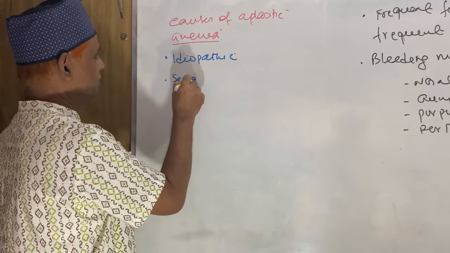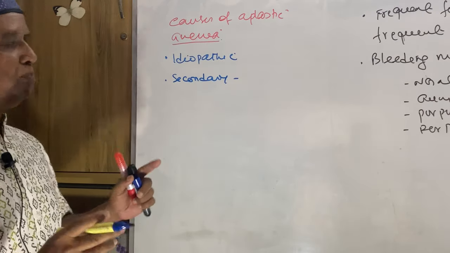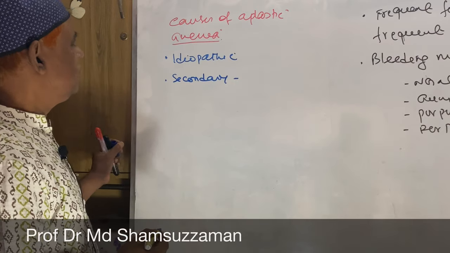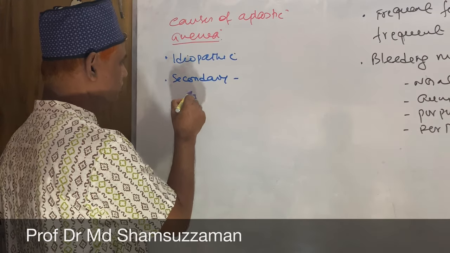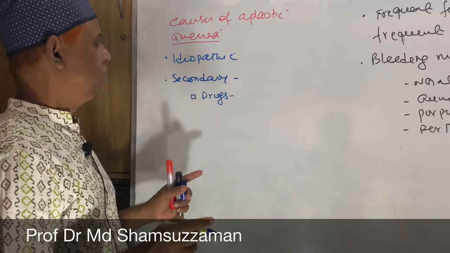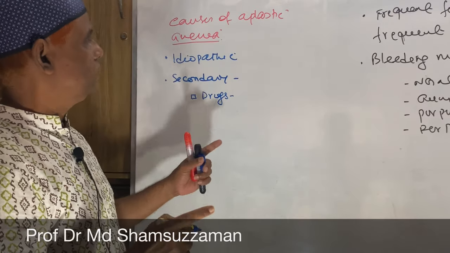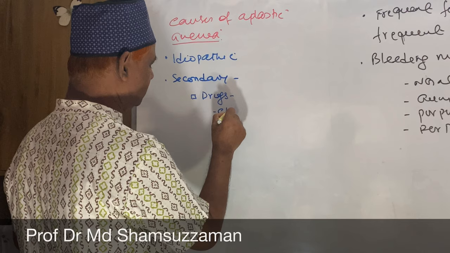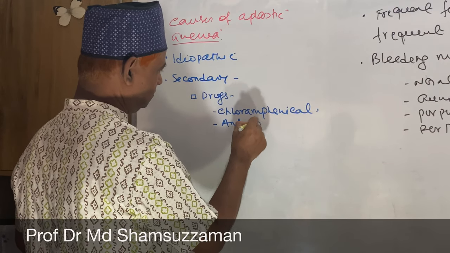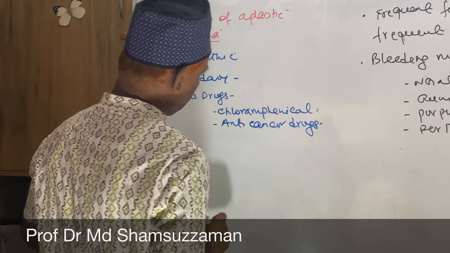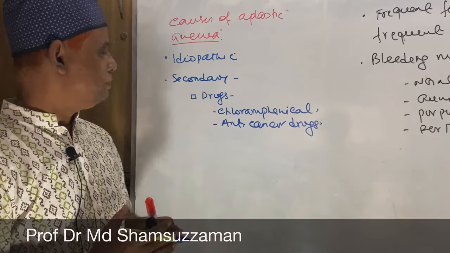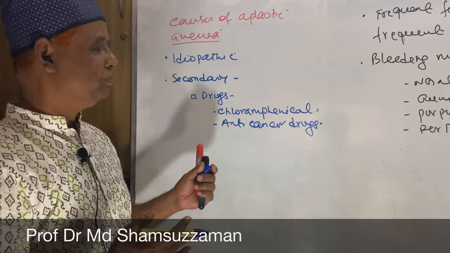Then secondary aplastic anemia. Aplastic anemia due to certain diseases is called secondary aplastic anemia. What are those? It may be due to administration of drugs. Drugs may cause depression of bone marrow, and so there is aplastic anemia. What are those drugs? Like chloramphenicol, anti-cancer drugs. You know, if a patient bearing cancer is given chemotherapy, after getting chemotherapy there is a chance of development of aplastic anemia.